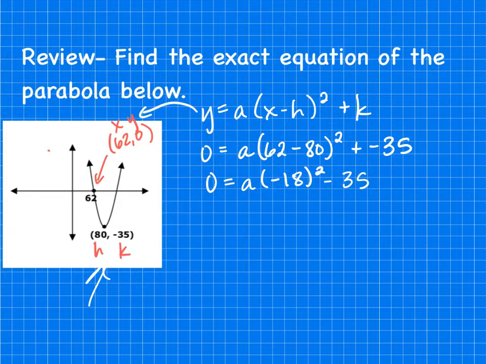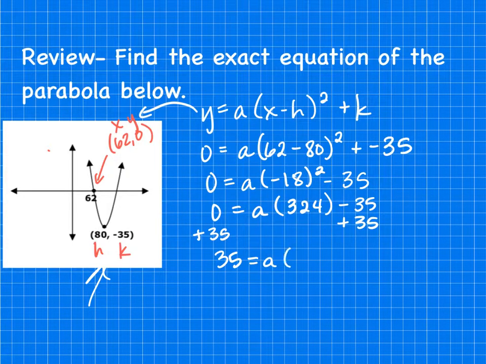Am I doing that math right? Yeah. So 0 equals a times 324, because I did the negative 18 squared. Add 35 to both sides. So I've got 35 equals a times 324. Divide both sides by 324. And we get some terrible decimal.